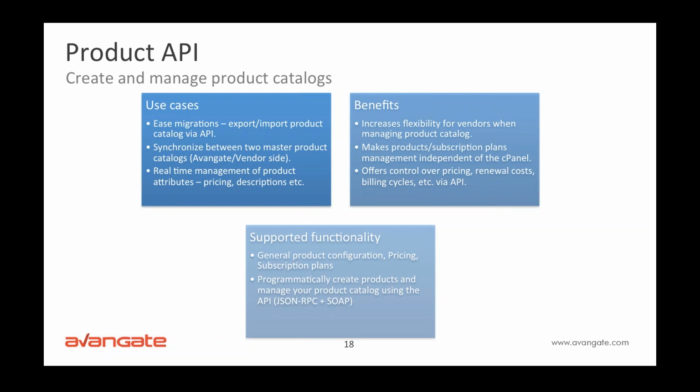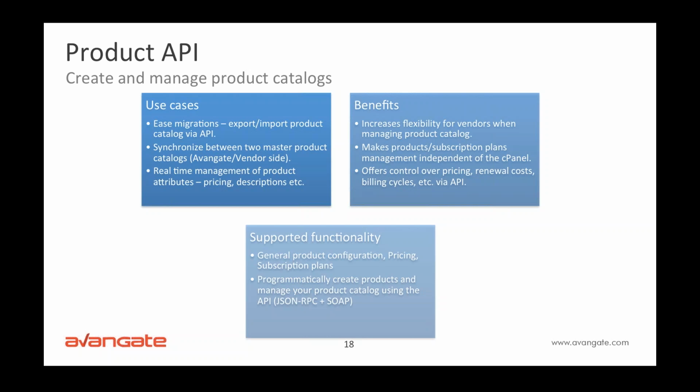Furthermore, you can think about synchronizing a product catalog that's in your backend with Avangate's product catalog, and push any kind of changes seamlessly into Avangate, and you'll be able to actually manage product attributes in real time, right? So what you will be able to configure is anything that's around product setup, right? So descriptions, product names, product groups, pictures, and so on and so forth.